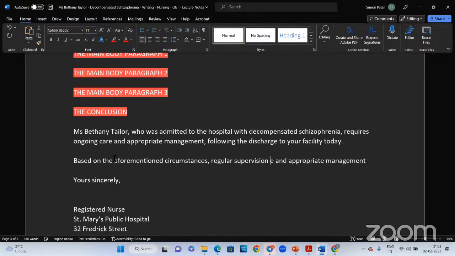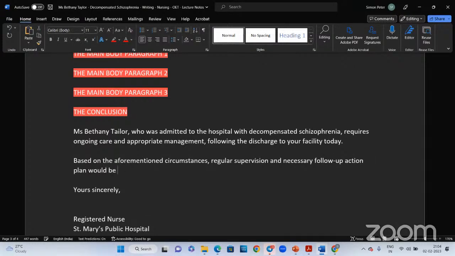and, okay, necessary management, okay, necessary follow-up action plan would be profoundly beneficial.